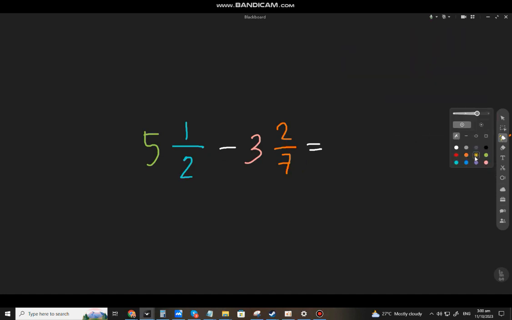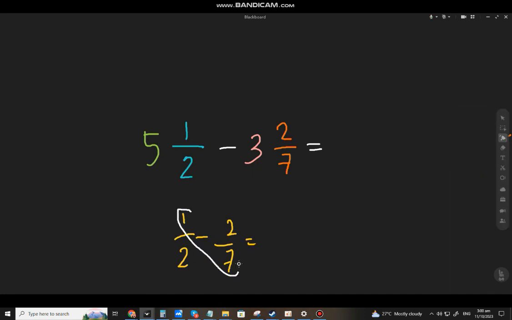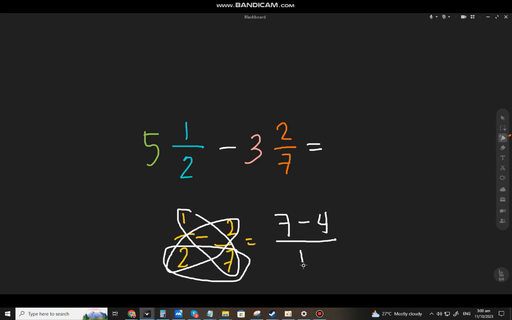So for that one, let's just focus on the fractions. 1/2 minus 2/7. Let's use the butterfly method so it will be easier. 1 times 7 is 7. 2 times 2 is 4. For the operation, you just copy the minus sign because we're doing minus, right? 2 times 7 is 14. And that will be 3 over 14 here.